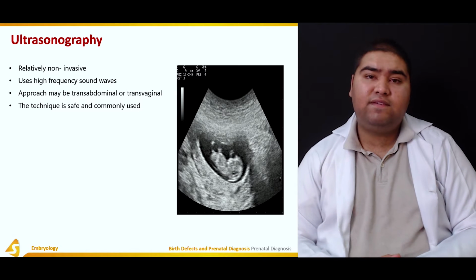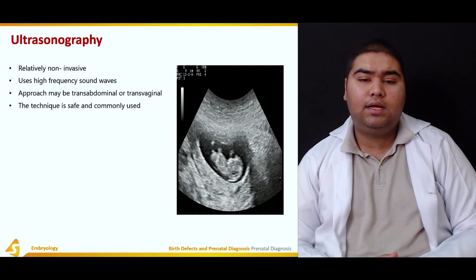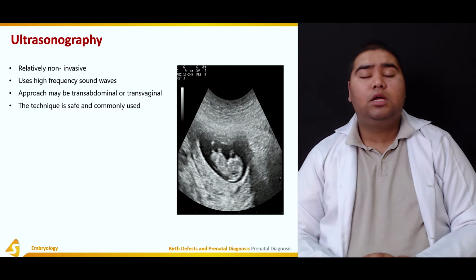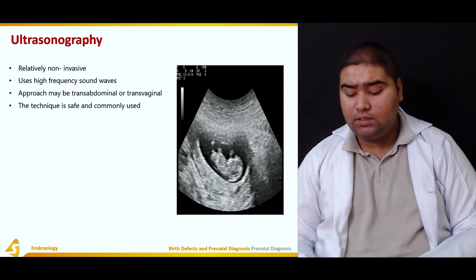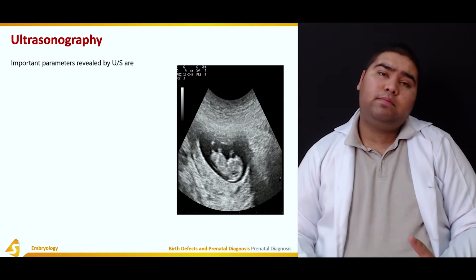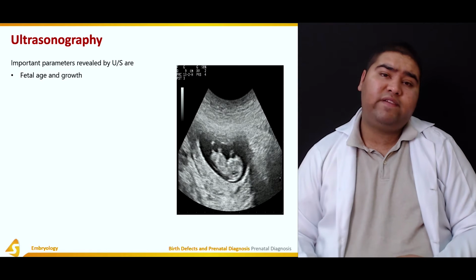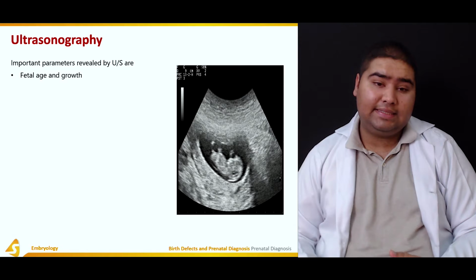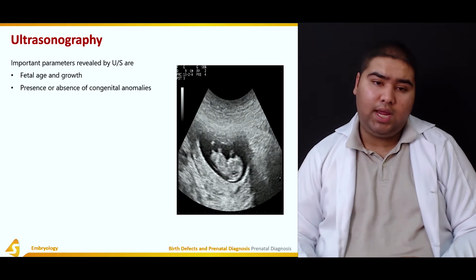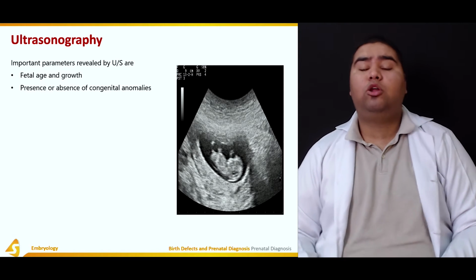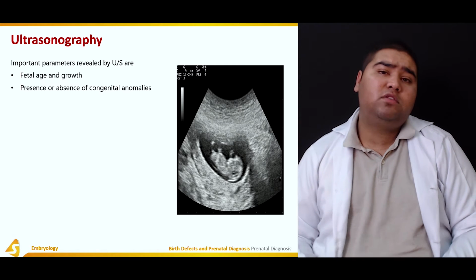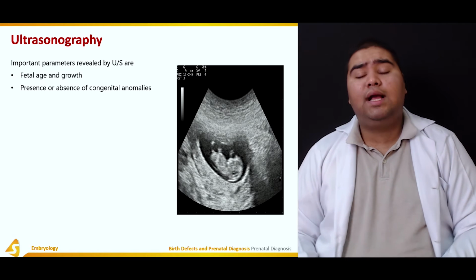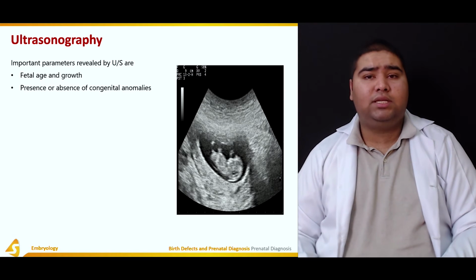The technique is very safe, with no known side effects, and it is routinely used to monitor the development of the fetus during pregnancy. Various parameters revealed by ultrasound are fetal age and growth, how old is the pregnancy and how is the fetus growing, and the presence or absence of congenital anomalies. It is usually done at 20 weeks of pregnancy, and if an anomaly that is incompatible with life has been found, the gynecologist usually recommends termination at this stage.